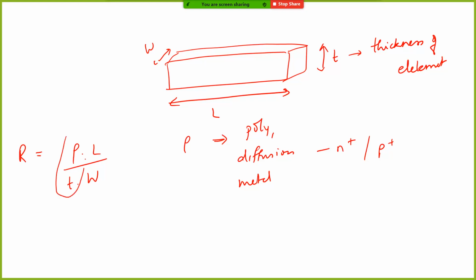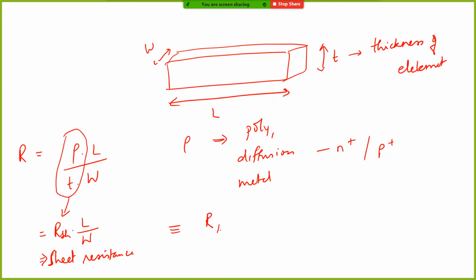Now, rho by T is fixed. Rho is given by the foundry, and T is also determined by the foundry. As an IC designer, you have zero control over these two things, and therefore these two are combined into what is called sheet resistance, which is nothing but rho by T. Therefore the total resistance is the sheet resistance times L by W.